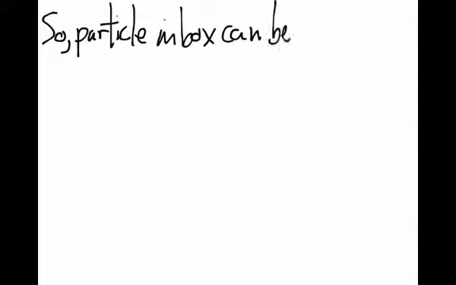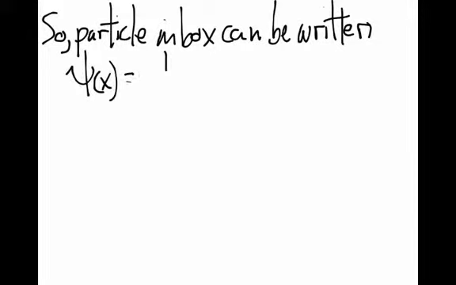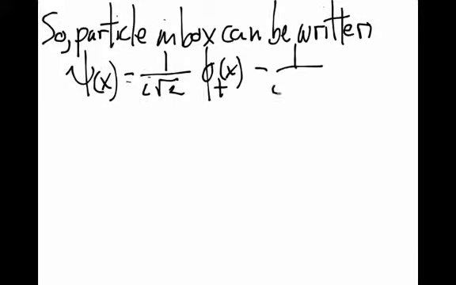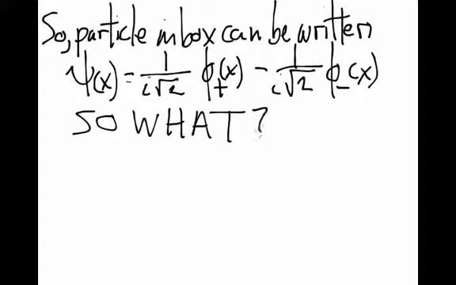So now we can write the particle in the box wave function. Instead of writing it as sine, we can say psi of x is equal to 1 over i root 2 times this phi plus of x, minus 1 over i root 2 times this function phi minus of x. So what? It's just sine. I've pushed and pulled and done all this stuff, and I've introduced a complex function to do it. What have I got?